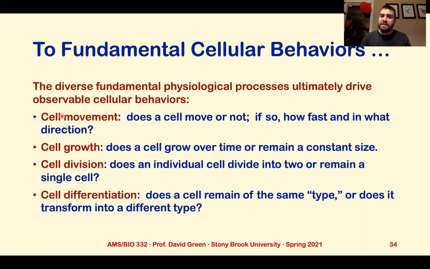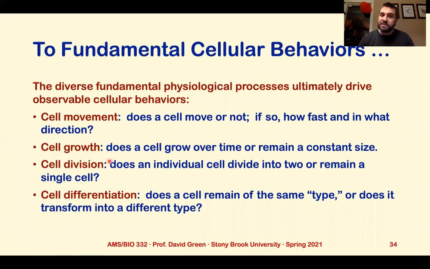Cell movement. Does a cell move or does it not? If it does, how fast does it move? In what direction? The motion of a cell is driven by these lower level processes, some combination of signal transduction, sensing the environment, catabolism, generating energy that is able to create motion, and perhaps other phenomena as well.